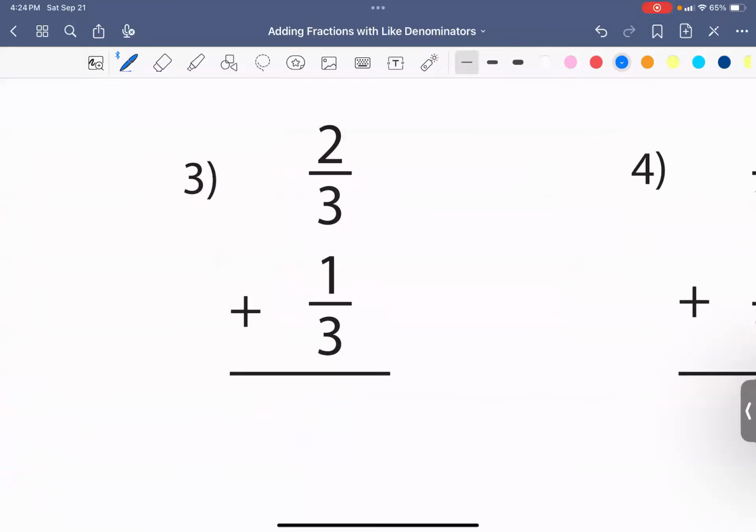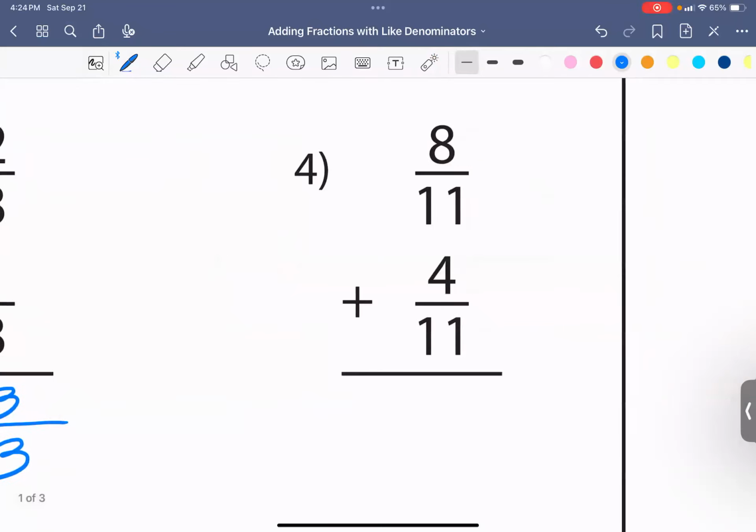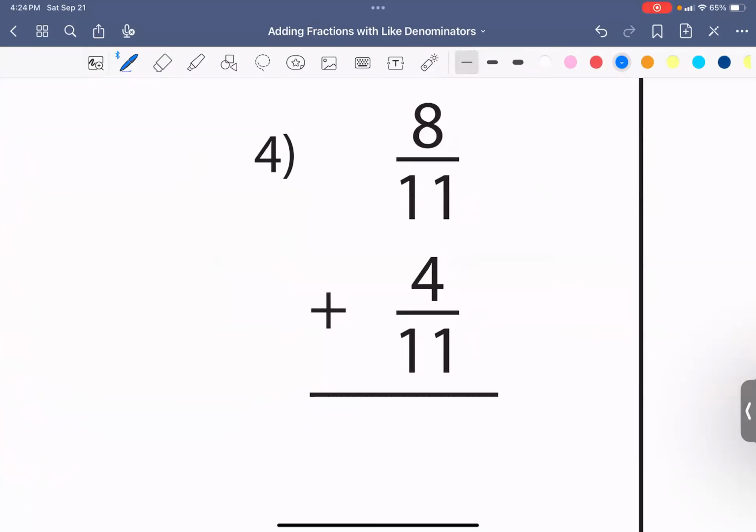Let's look at the next one. We have 2/3 plus 1/3. We keep the same denominator, which is 3. And then 2 plus 1 is 3. Next, we have 8/11 plus 4/11. So we keep the same denominator, which is 11. And then 8 plus 4 is 12.